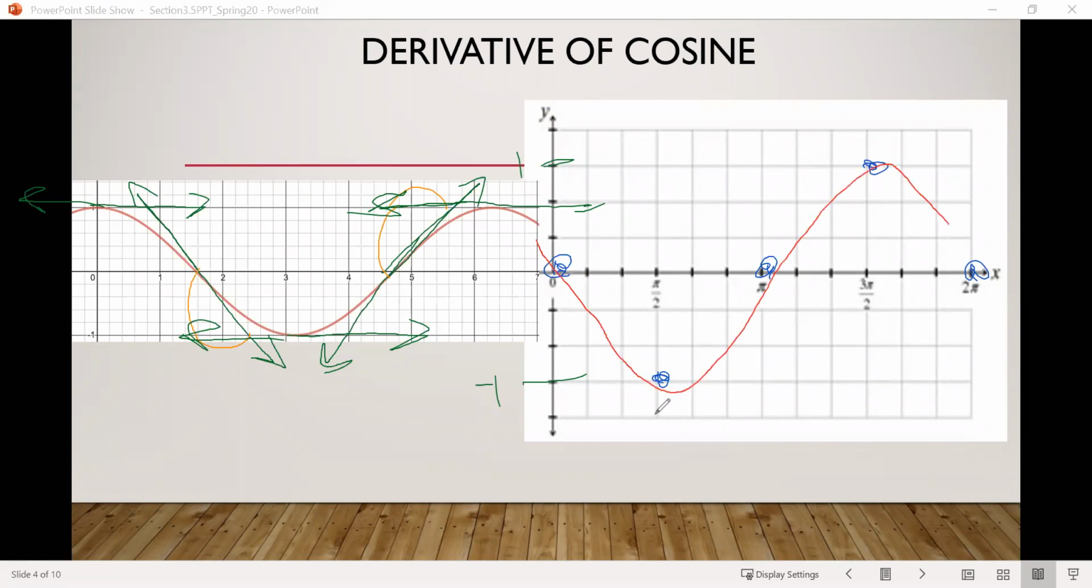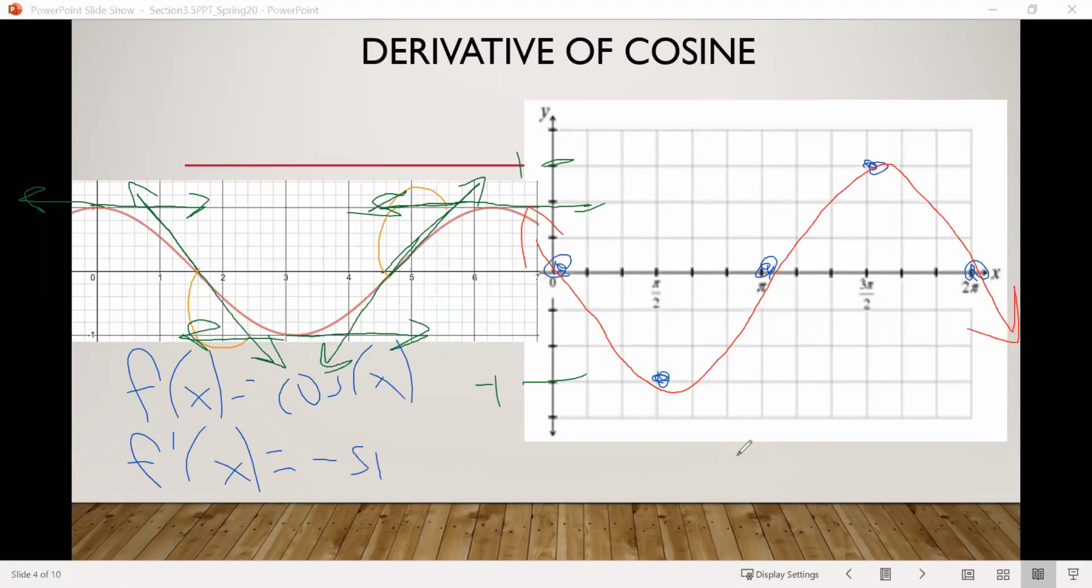When you look at this, you might have been expecting a sine function, since the derivative of sine was cosine, and hopefully you see we sort of get a sine function, but what is different about it? Well, it goes down at the beginning instead of up. So what does that mean? That means it's a negative sine function. So what we see is that if our function is cosine, then the derivative is negative sine.